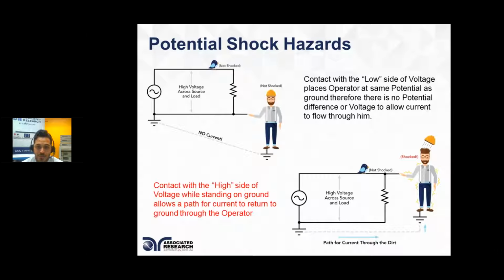So what does that mean? That means his hand is at, what, 120 volts or 1,000 volts, whatever it is, and his foot is at 0 volts. So he directly has voltage applied across his body, and so his body becomes a wire for that current to flow through him and return to ground.